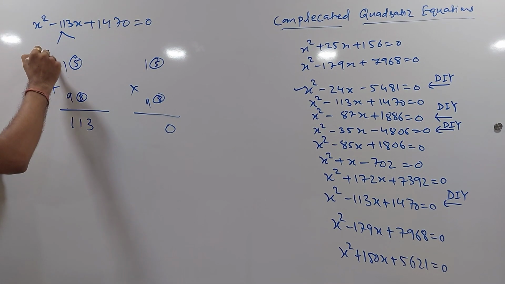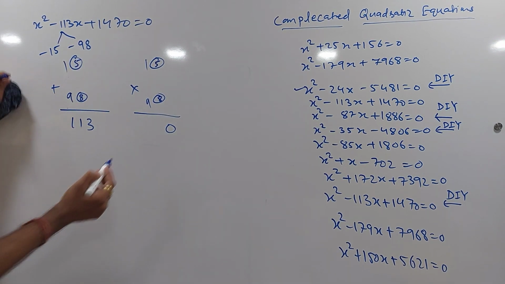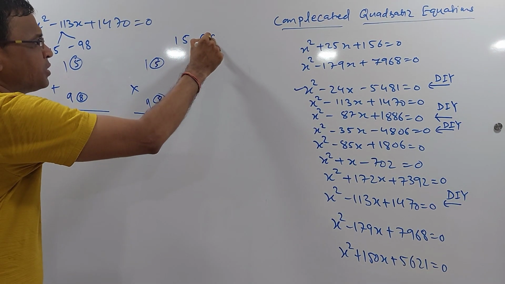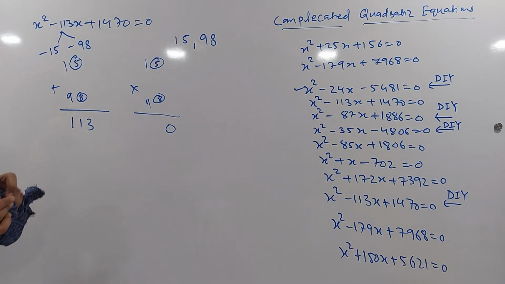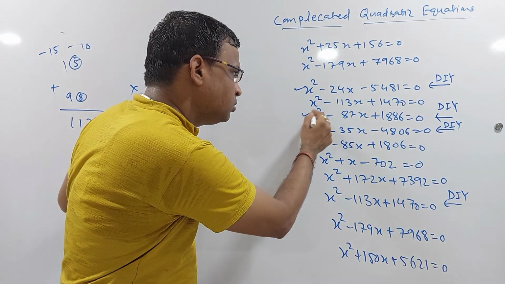So your break is minus 15 and minus 98, and as I told in the beginning, the answer will be plus 15 and plus 98. You can cross check. So that is your answer. Fine. It's a DIY. Simple.